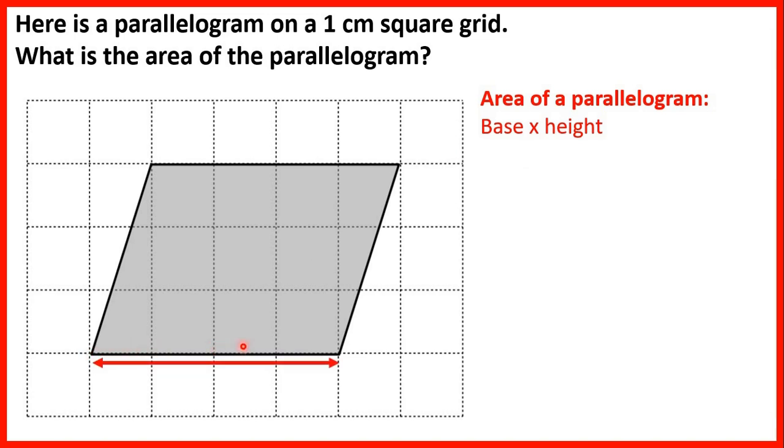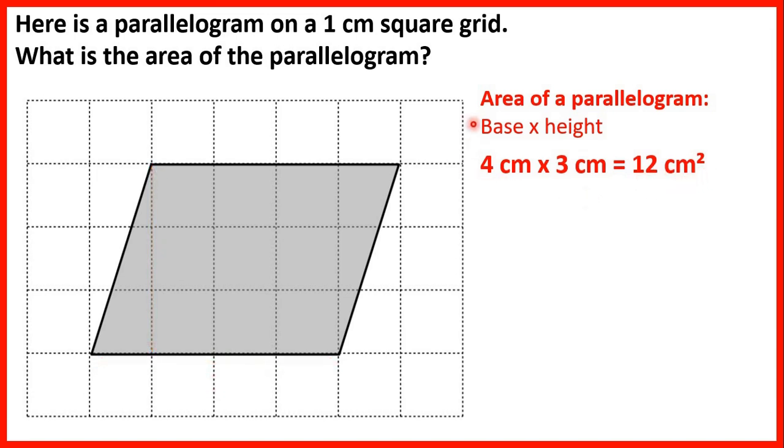We can see that the base is 4 squares and the height, so the distance from top to bottom, is 3 squares. So to find the area, we have 4 times 3, so that's an area of 12 centimeters squared.